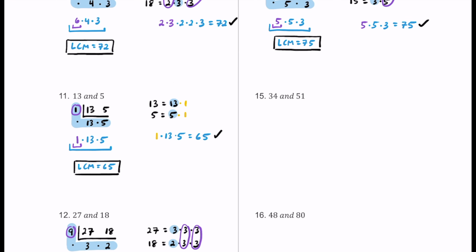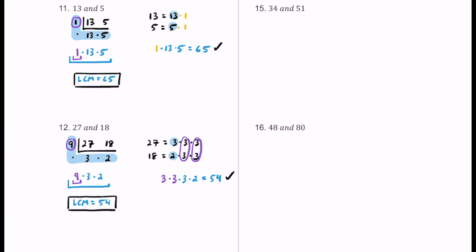For number 15, we have 34 and 51. This is another one that I think might be tricky for a lot of people to try using the ladder method first. So I'm going to do the ladder method first, and then I'll show you the prime factorization. But for 34, you can divide it by 2, and so 2 times 17 is 34. And for 51, 5 plus 1 is 6, so that's a multiple of 3, so we can divide it by 3. Turns out 3 times 17 is 51.